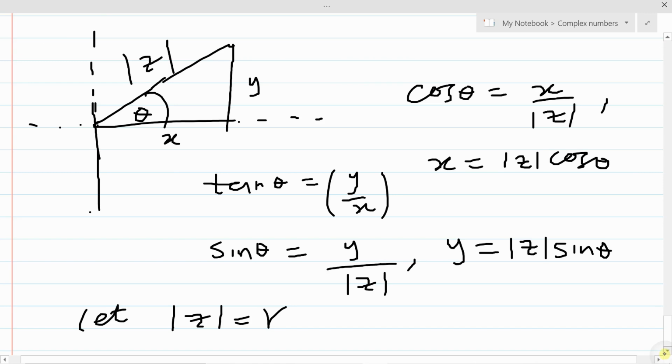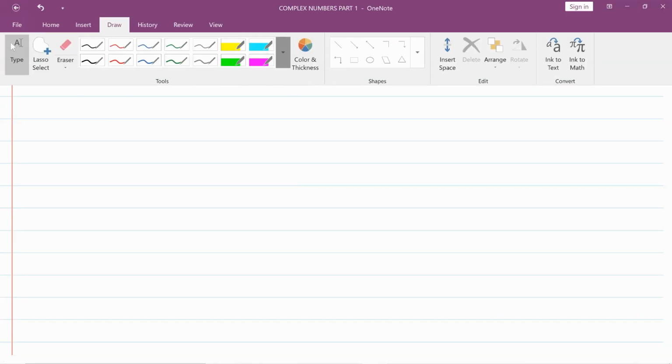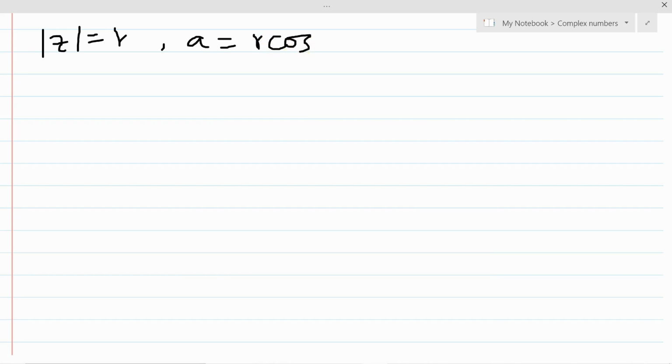Let's move to a new page. If we are representing the modulus of the complex number with r, then the modulus is r, and from the previous discussion, a, or the x, can be written as r cos theta, and b, which is the imaginary part, can be written as r sine theta. The modulus is just the r that we've represented it with.